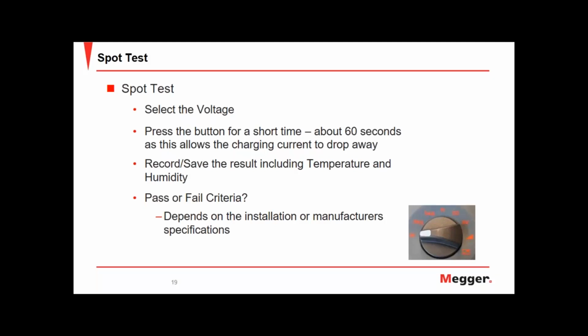So if we have a known value as our pass-fail criteria, we can quickly see if the asset is greater than that. So if, for example, it's a 1 teraohm test criteria, and we've got 2 teraohm, we can quickly say that asset's passed.